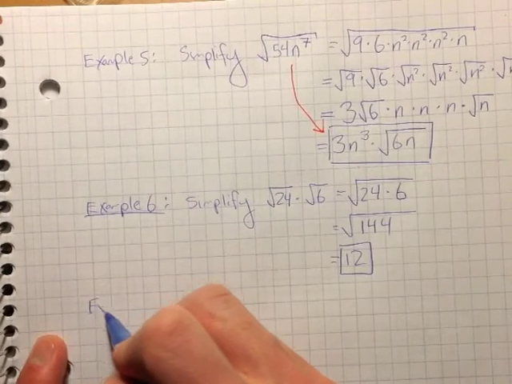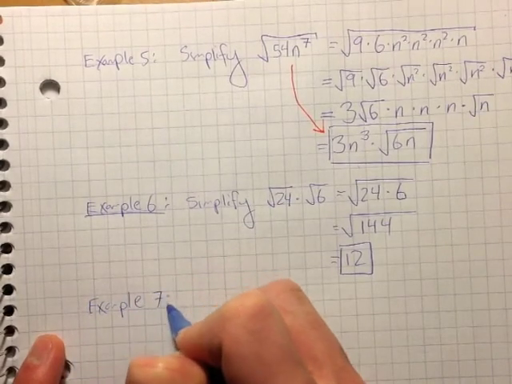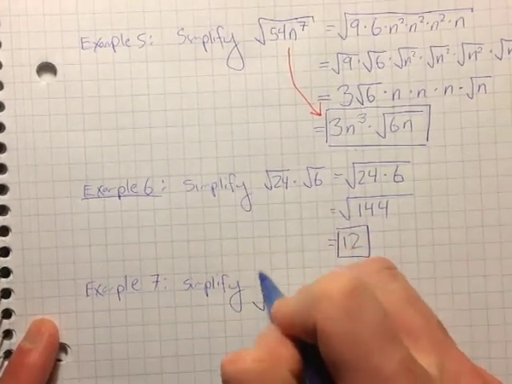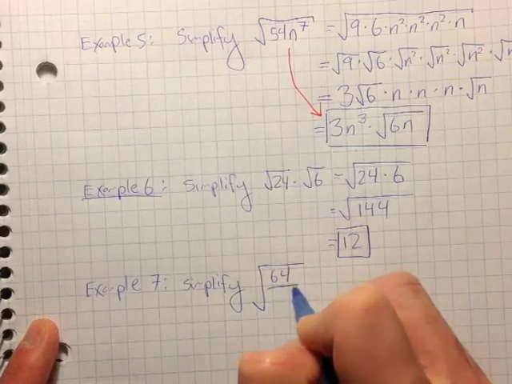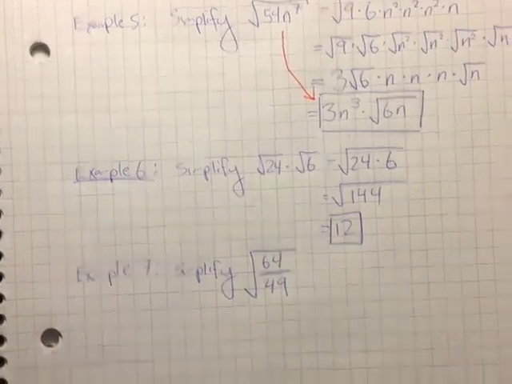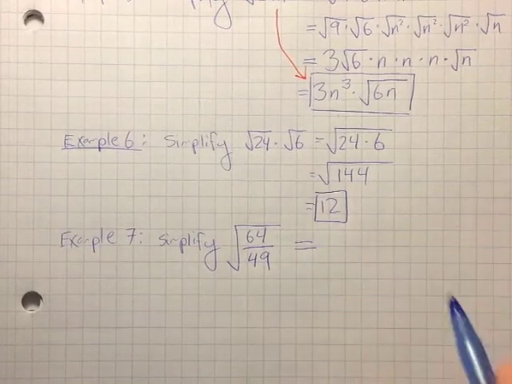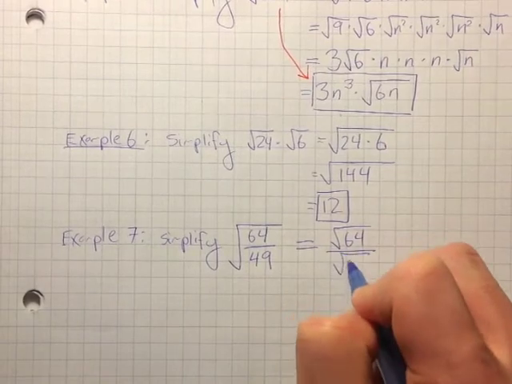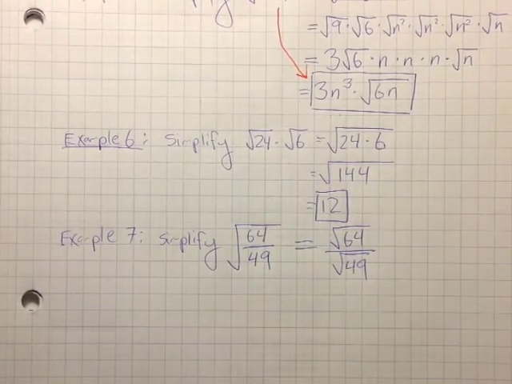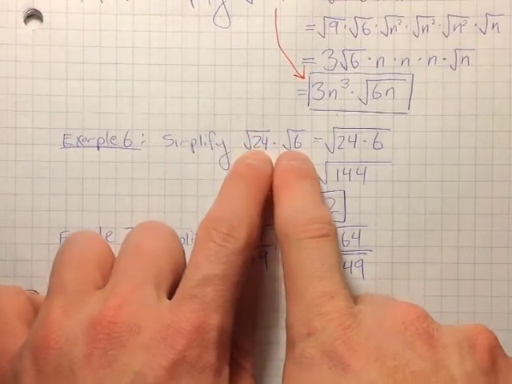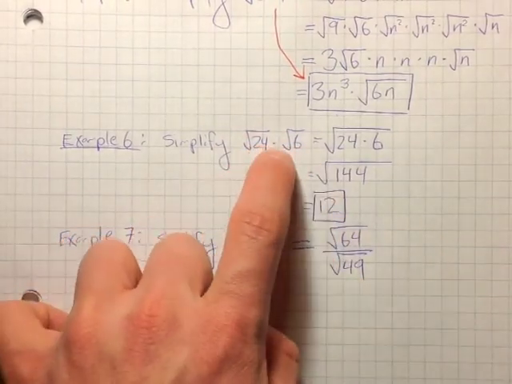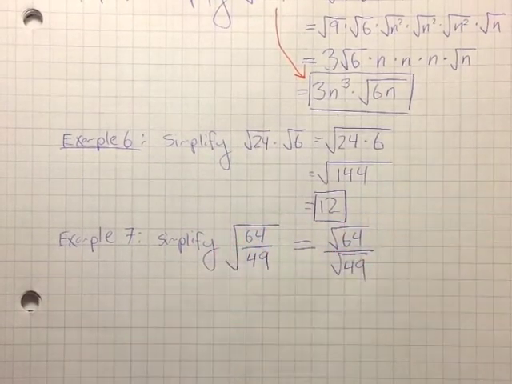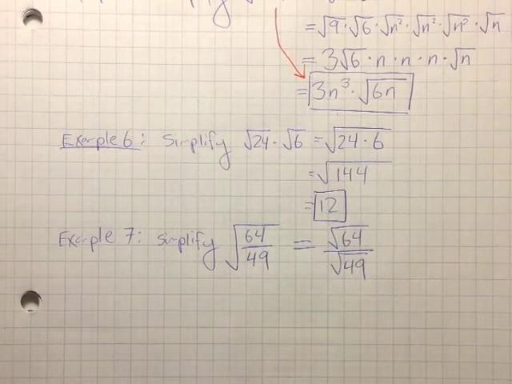Yeah. How about this? Example 7. Simplify. You're going to get tired of that word after a while. Square root of 64 divided by 49. Okay? Now here, guess what? We can rewrite this as square root of 64 divided by square root of 49. Okay? In the exact same way that we can combine and split across multiplication, we can combine or split across division, okay, using the division property of radicals.